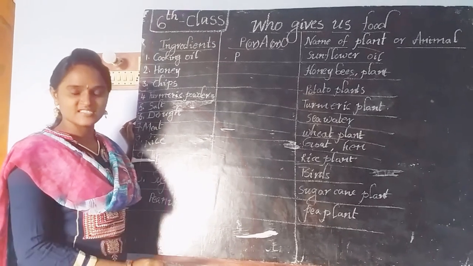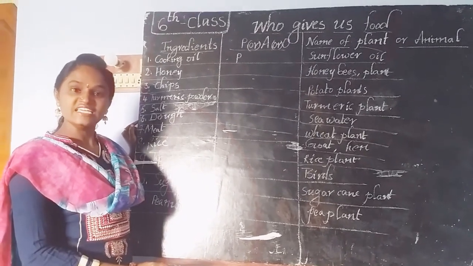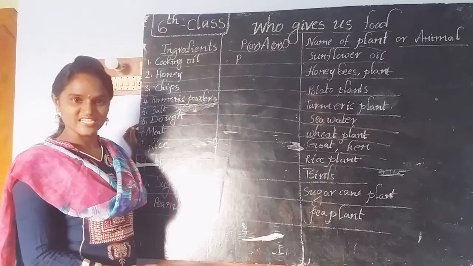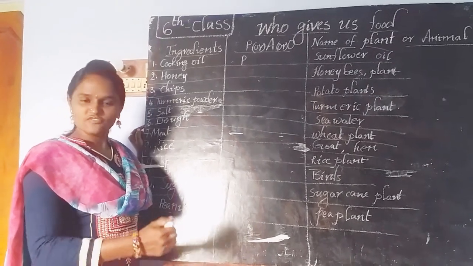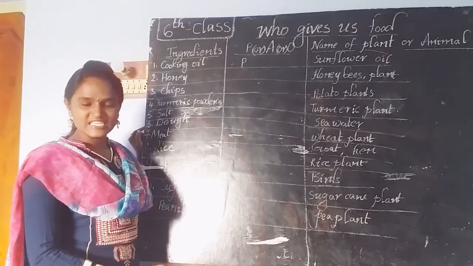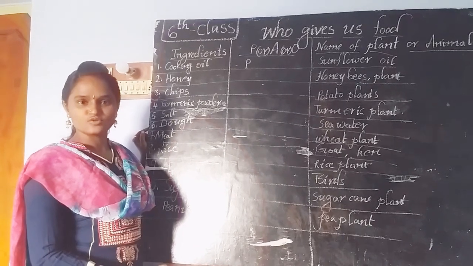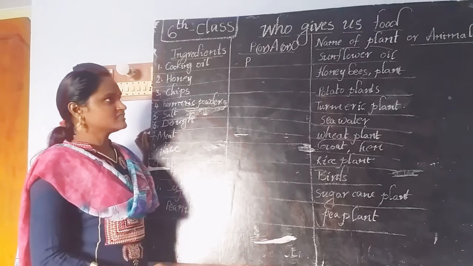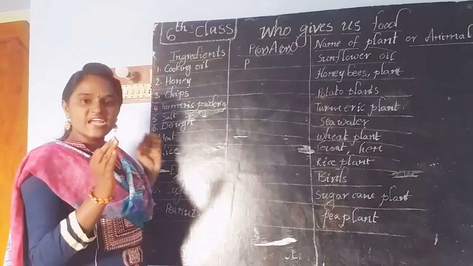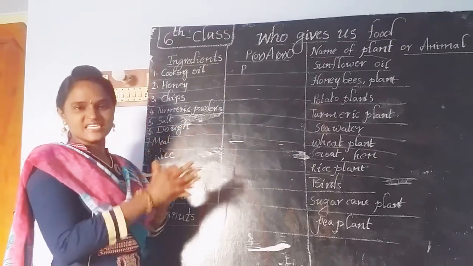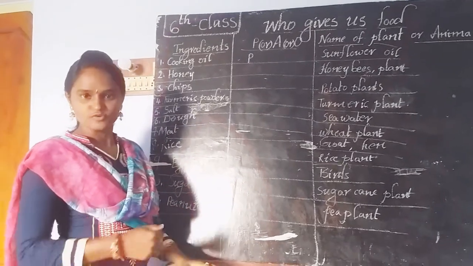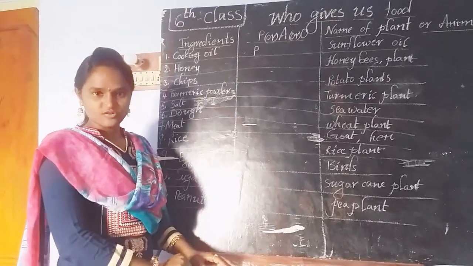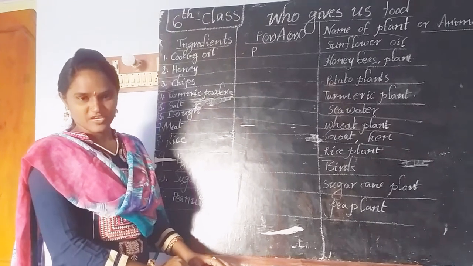Biology, that is, who gives us food, the sources of ingredients. In the previous class we discussed different ingredients and the definition of ingredients. What is the definition of ingredients? The materials which are required to prepare food are called ingredients. Okay, then from where do we get all these ingredients to prepare our food, to cook our food? That's our today's topic.